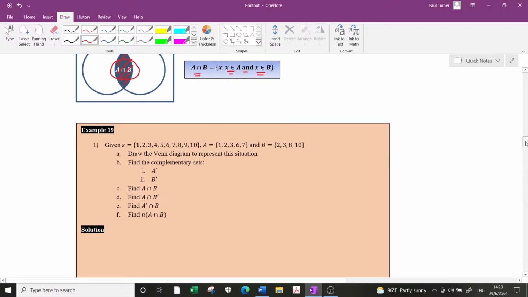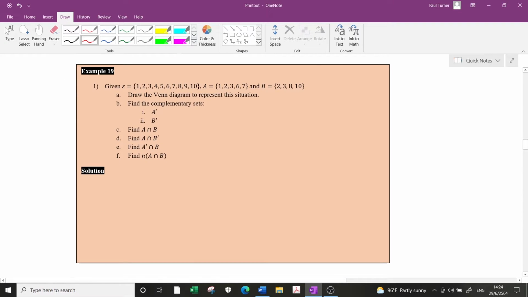Let's look at a question. So we're given a universe, which are numbers 1 to 10. Set A is 1, 2, 3, 6, 7. Set B is 2, 3, 8, 10. And we need to draw a Venn diagram first. A Venn diagram is very useful for answering these kinds of problems.